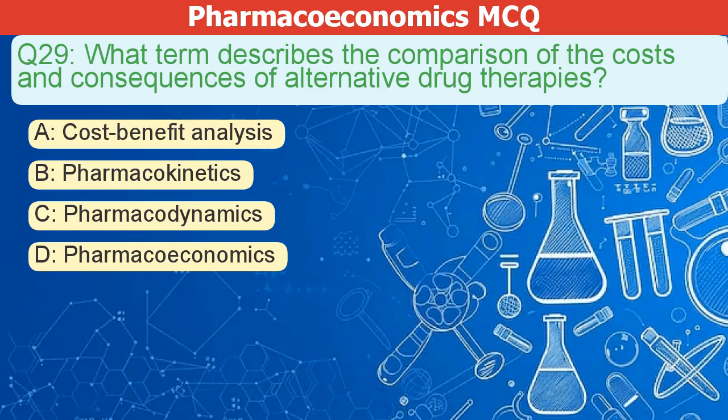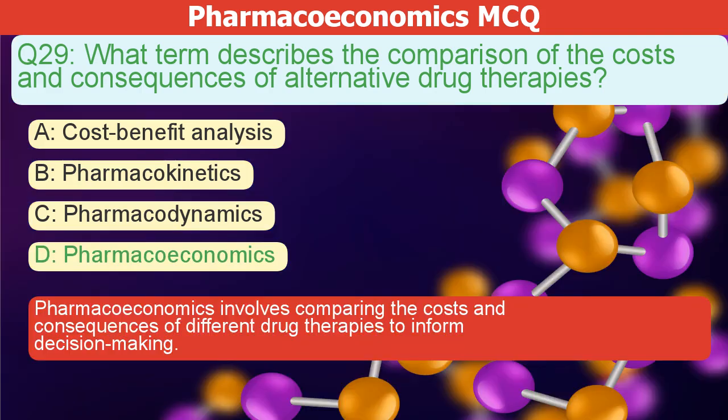What term describes comparing the costs and consequences of different drug treatments? A. Cost-benefit analysis. B. Pharmacokinetics. C. Pharmacodynamics. D. Pharmacoeconomics. The correct answer is D. Pharmacoeconomics involves comparing the costs and consequences of different drug therapies to inform decision-making.